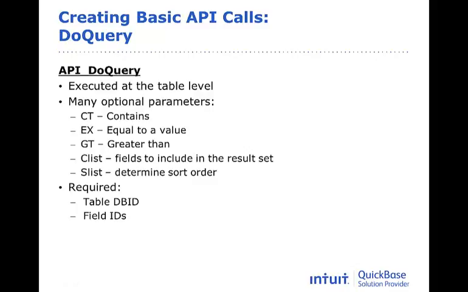API do query allows you to query records from a QuickBase table. This call has many optional parameters or filters which enable you to get the data you are looking for. A few of these parameters include CT for contains, EX is equal to a specific value, and GT for greater than. There are many more that you can find in the online API guide.